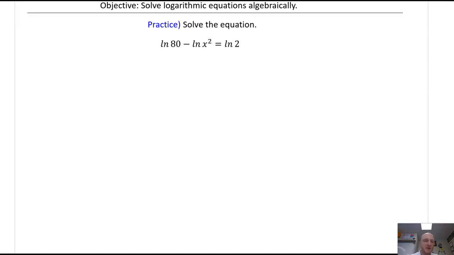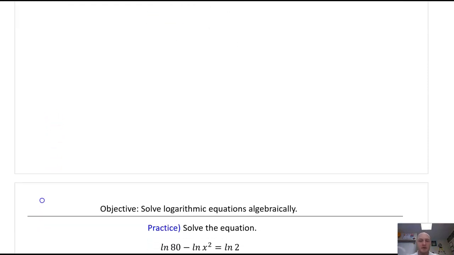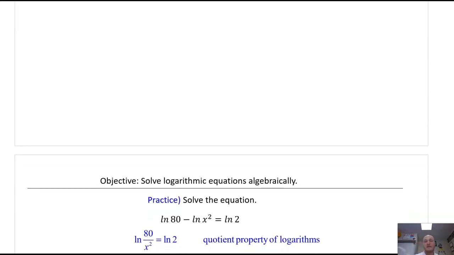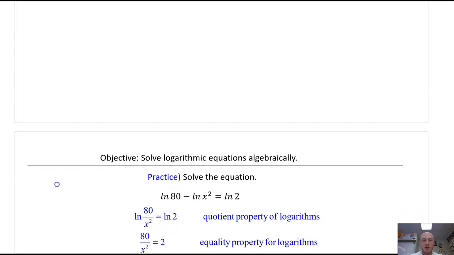Okay, hopefully you paused the video. I'm going to try to reveal it in steps. You can write it as a single logarithm on each side. So you have natural log of 80 over x squared equals natural log of 2. Now I can use the property of equality to get rid of my logarithms. So I have 80 over x squared equals 2.